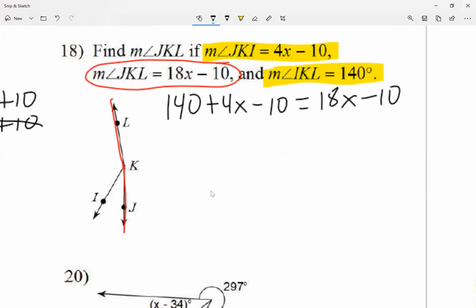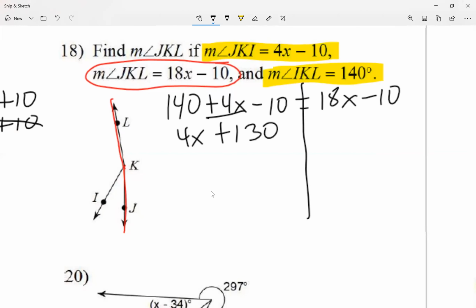So let's take a look. Separate them to the equal side. On the left side, let me combine like terms, 4x. And I have 140 minus 10. That's 130. And this is equal to 18x minus 10.